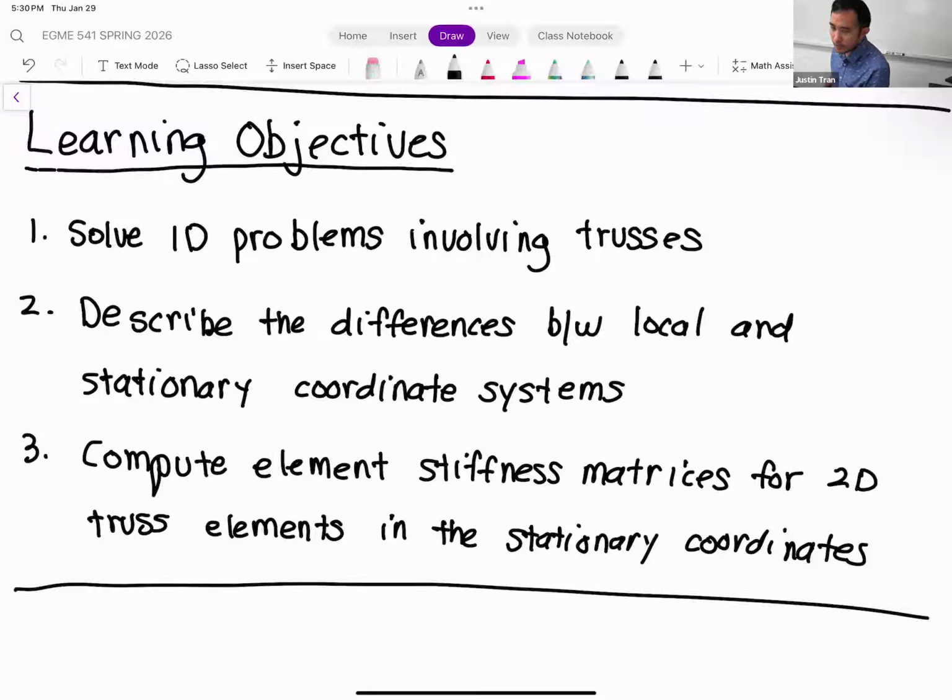Up until this point, the class started fairly slow. We're getting into the whole finite element process, starting with 1D problems. 1D problems are not the most exciting, but I think with 2D problems, things will pick up a little bit.